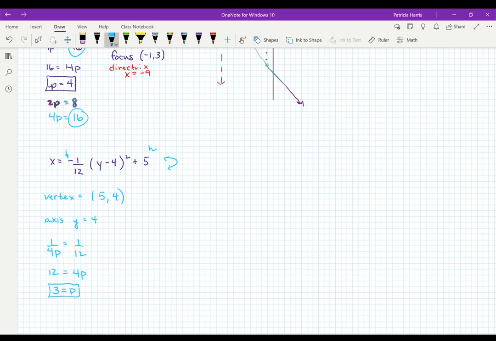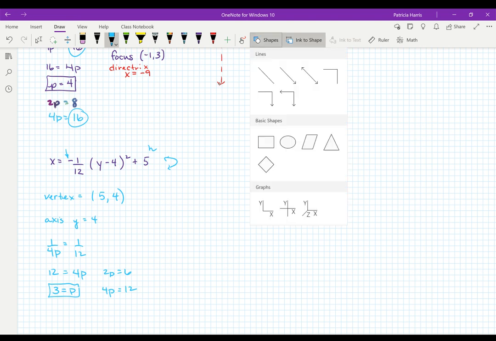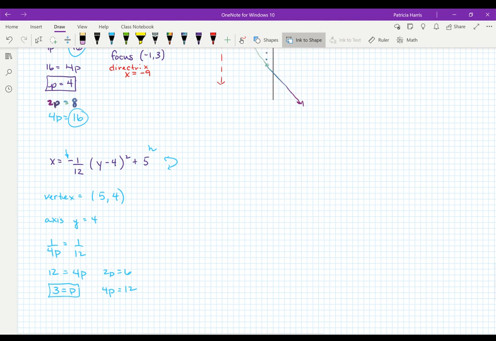Now the width of the parabola total should be 12. And then halfway between, that's going to be 2p on either side. That should be 6. So that's going to help you graph. Okay, so let's get an xy axis. After doing parabolas in one way for so long, this is kind of challenging.